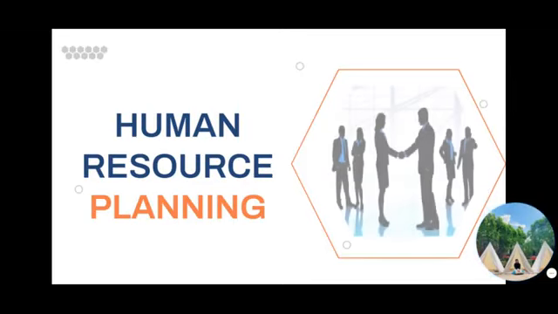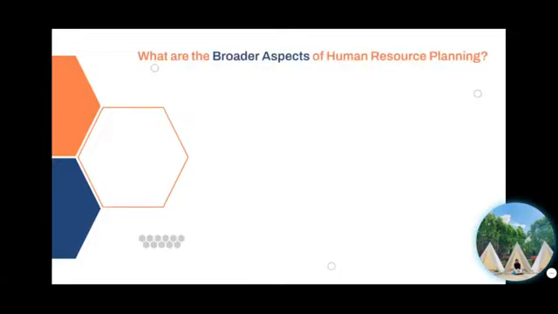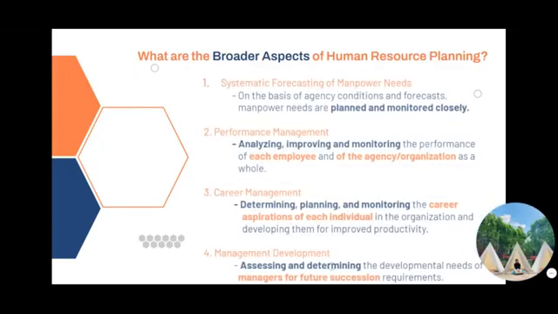So let's begin with the first topic about human resource planning. What are the broader aspects of human resource planning? There are 4. The first one is systematically forecasting of manpower needs. So this means that on the basis of agency conditions and forecasts, manpower needs should be planned and monitored closely.